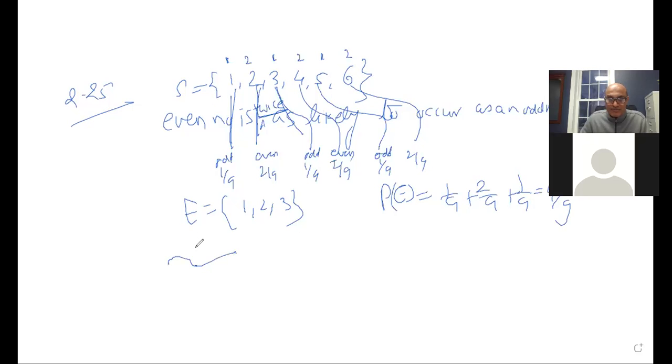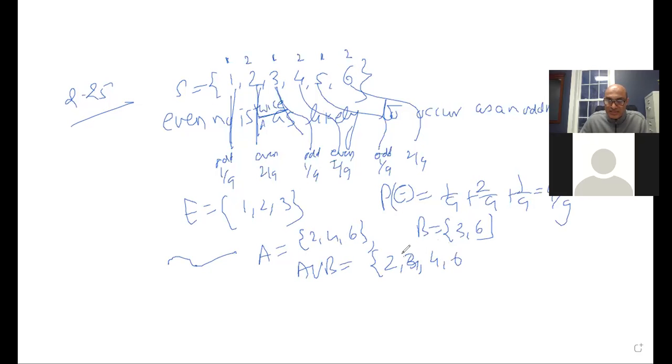Suppose I have the same example. A is equal to 2, 4, 6. And B is equal to, suppose, 3 and 6. And suppose I want to go for A union B. So A union B is naturally 2, 3, 4, and 6. Of course, A intersection B is equal to 6.